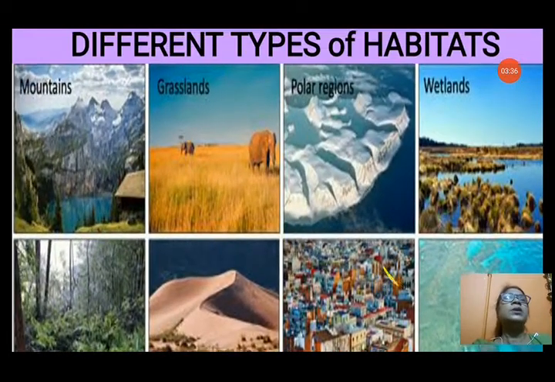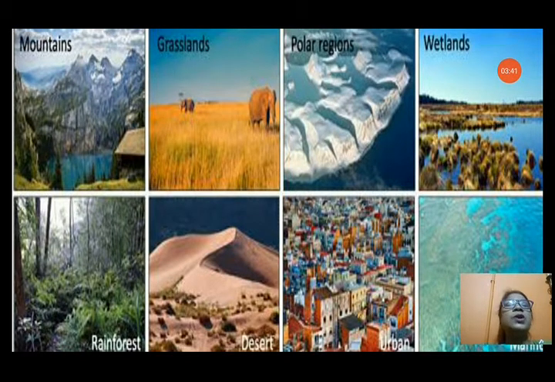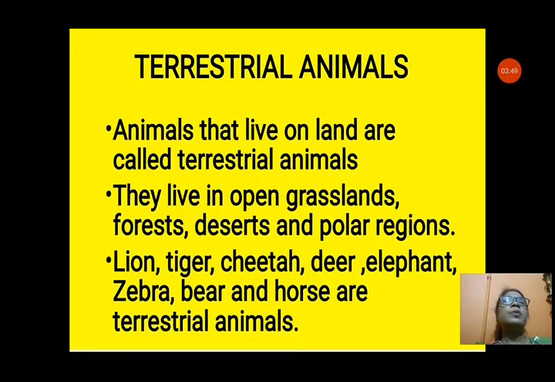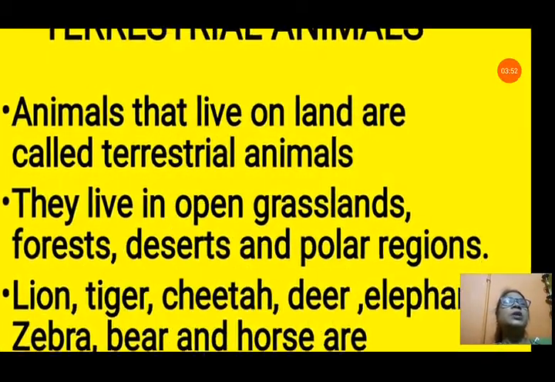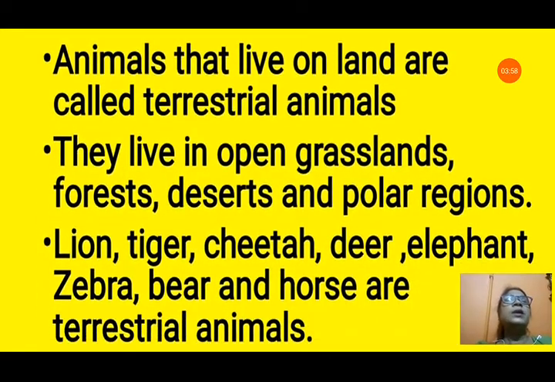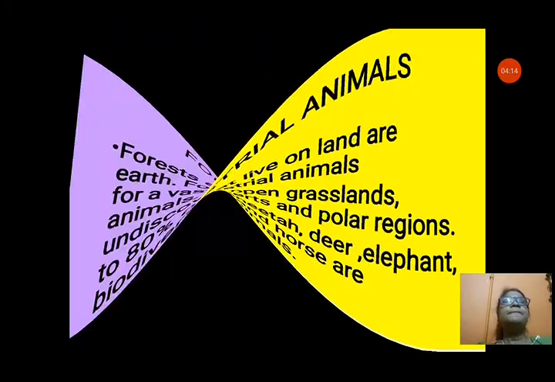Different types of habitats are there on this earth: mountains, grasslands, polar regions, wetlands, rainforest, desert, urban area and marine water, aquatic animals. So let us see about different types of habitat. So first of all we will see terrestrial animals. Animals that live on land are called terrestrial animals. They live in open grasslands, forests, desert and polar regions. Different types of terrestrial habitats are there, like these grasslands, forests, desert and polar regions. Lion, tiger, cheetah, deer, elephant, zebra, bear and horses are terrestrial animals.